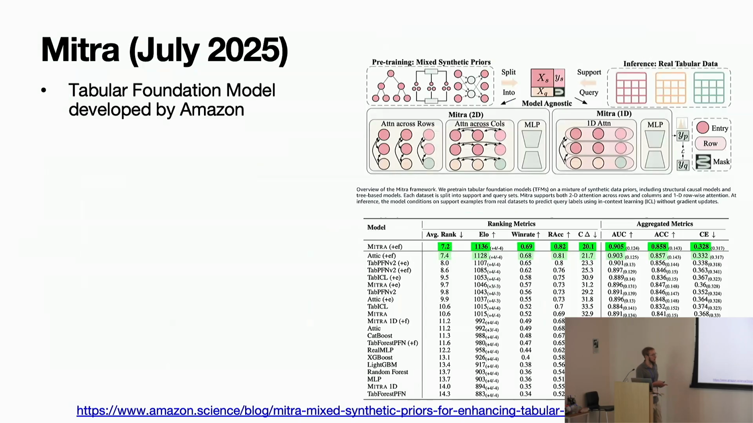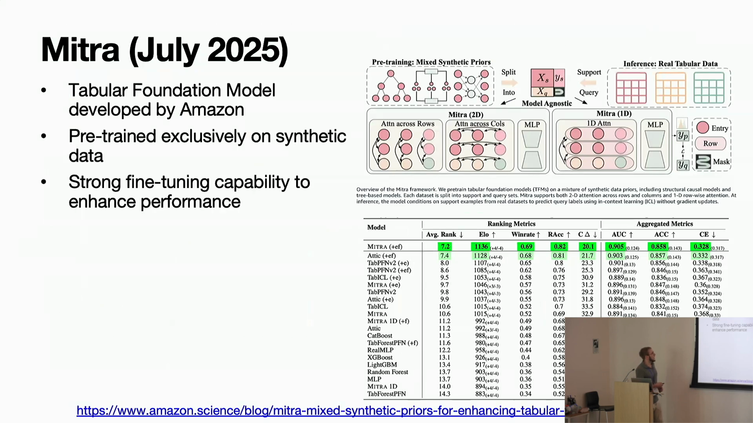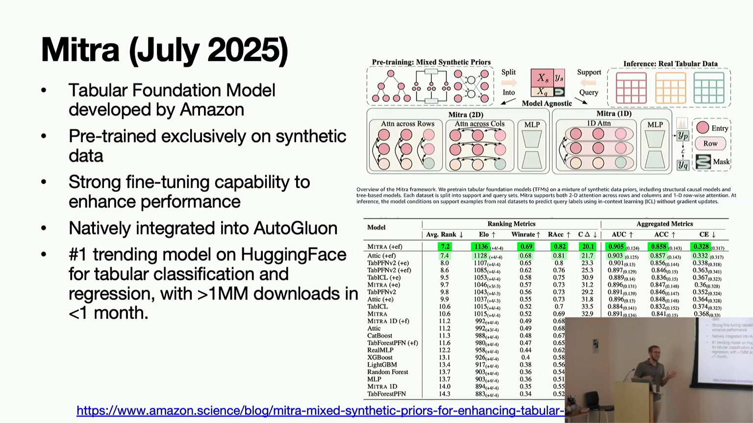And speaking of a living benchmark, we also have new models coming in, such as Mitra, which is a tabular foundation model developed by my team at Amazon. It's pre-trained exclusively on synthetic data, just like TabPFN. And it particularly has strong fine-tuning capability to enhance performance. Basically, we pre-trained it in a fashion to maximize the fine-tuning performance rather than the in-context learning performance. It's natively integrated into AutoGluon, and it was the number one trending model on Hugging Face for tabular classification and regression. Someone downloaded it over 1 million times in under a month. I don't know who, but.